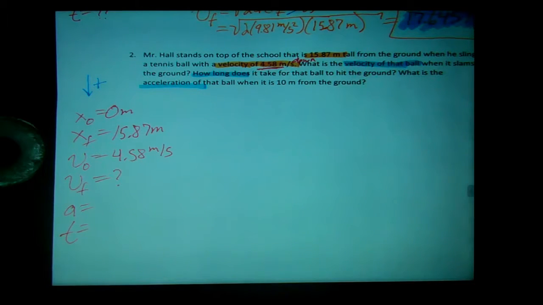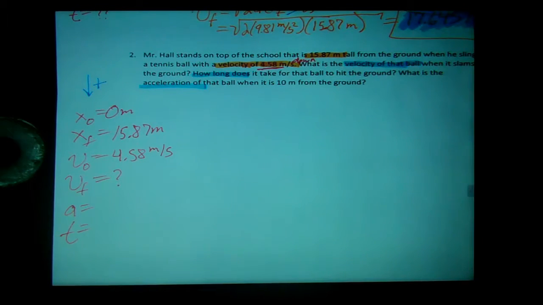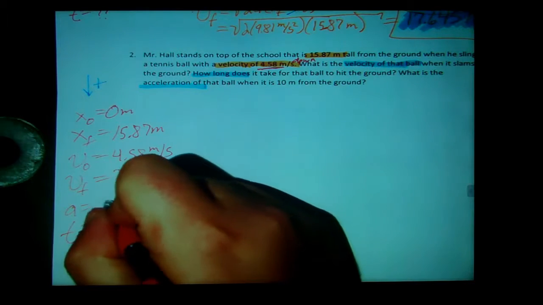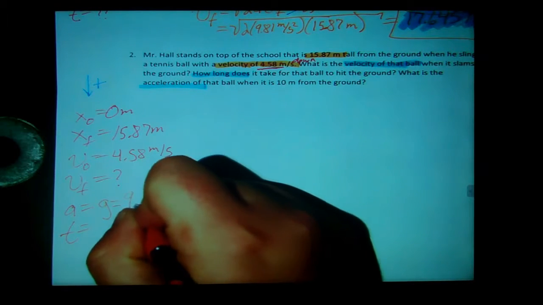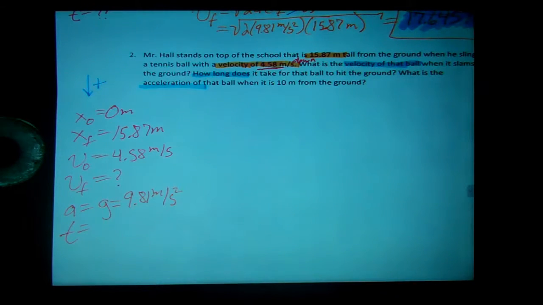You're at acceleration right here. You know the answer to this. What is accelerating the ball? Gravity, which is 9.81 meters per second squared.